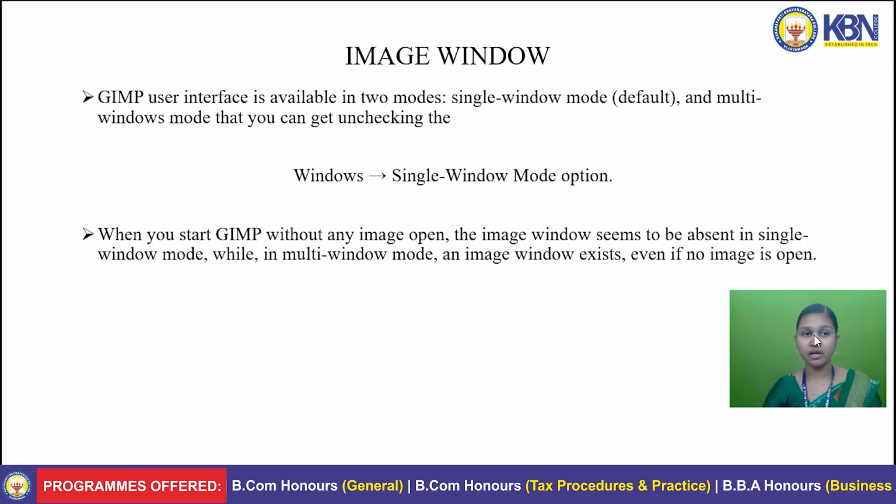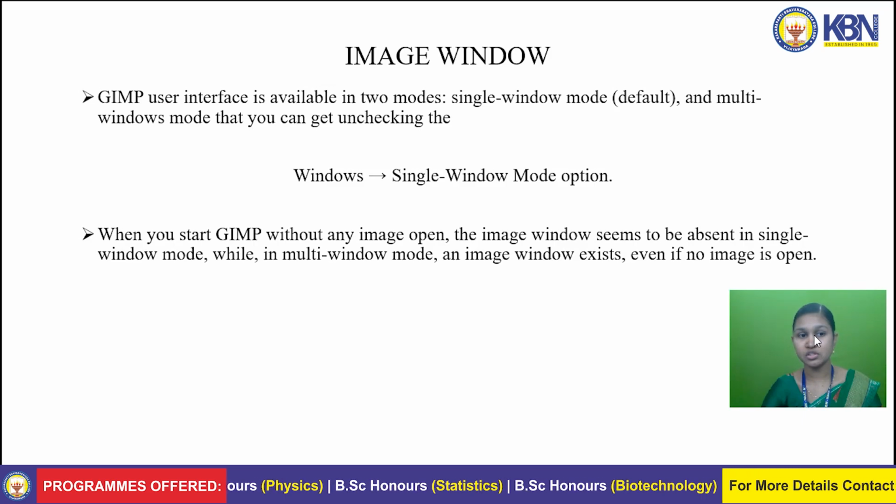Now, where do I open the image? In this GIMP software there are two image windows. The first one is the single window mode option, and the second one is the multi-window mode option. What is single window mode? This is the default window in the GIMP software. It means the left side is represented by the tools and the right side is represented by the canvas. Here canvas means we are using a new document. In GIMP software we can now call it the canvas.